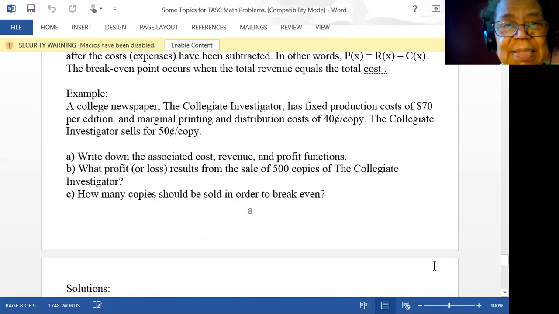Now, let's take an example. We have a college newspaper, costs $70 production cost, that's fixed. And the marginal printing and distribution costs are 40 cents a copy. And the selling price is 50 cents a copy. Now we want to write down the cost, the revenue, and the profit functions. What profit we get when we sell 500 copies, and how many copies should be sold to break even.